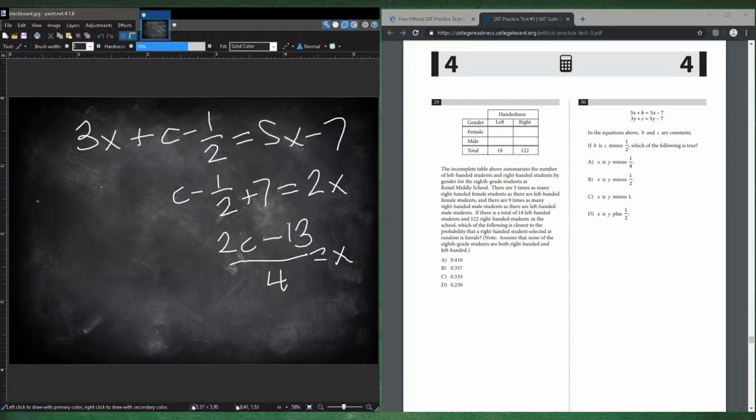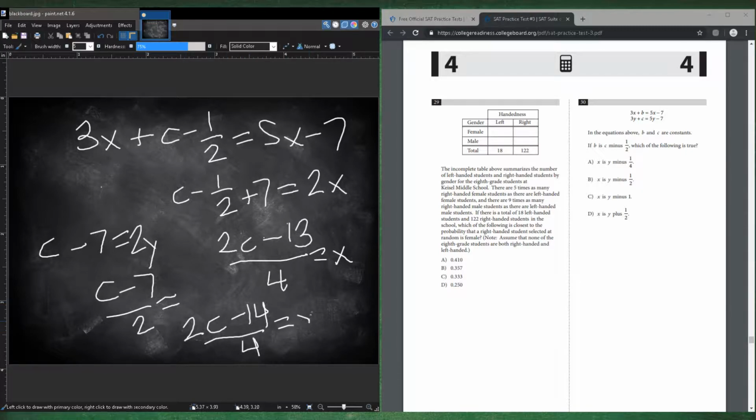So we need to find y. Subtract 3y from both sides. You get c is equal to 2y minus 7. So c minus 7 is equal to 2y, so c minus 7 divided by 2 is equal to y. Now let's get this into the same denominator. Let's multiply the top and bottom by 2. This is the same thing as saying 2c minus 14 divided by 4, which equals y.